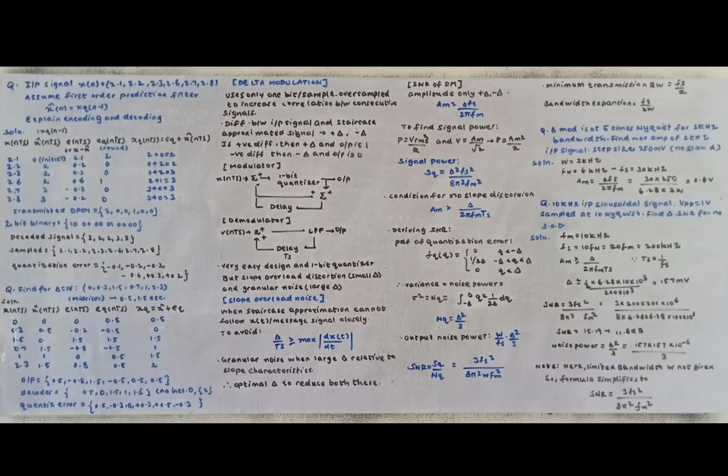There's also a few other useful formulas. Minimum transmission bandwidth is Fs by 2. Bandwidth expansion is Fs by 2W. Yeah, 2W. So, few questions.